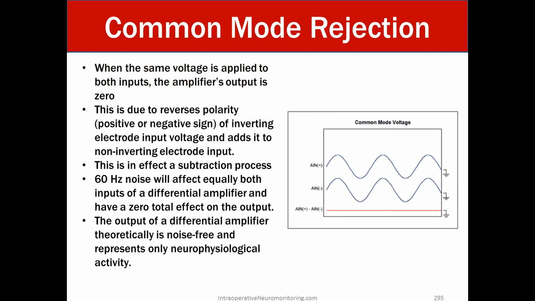Common mode rejection. When the same voltage is applied to both inputs, the amplifier output is 0. This is due to the reverse polarity, or positive-negative sign, of the inverting electrode input's voltage, which adds to its non-inverting electrode input. This is in effect a subtraction process. 60 cycle hertz noise will affect both inputs of a differential amplifier equally and have a 0 total effect on the output. The output of a differential amplifier theoretically is noise-free and represents only neurophysiological activity.